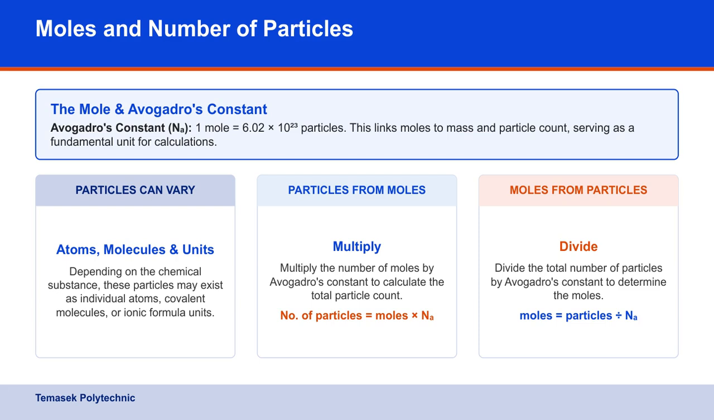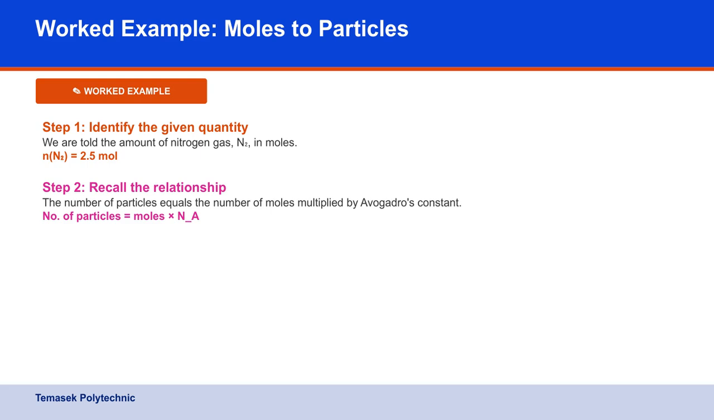Converting between moles and particles is straightforward. Multiply moles by Avogadro's constant to get particle count. Divide particle count by Avogadro's constant to get moles back. In engineering and chemical process calculations, this conversion is something you will apply constantly. We are working with nitrogen gas, and we are given that the amount is 2.5 moles. So step 1 is simply identifying what we have been given, 2.5 moles of N2.